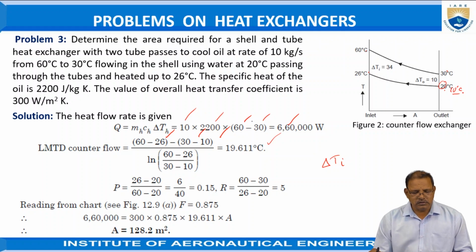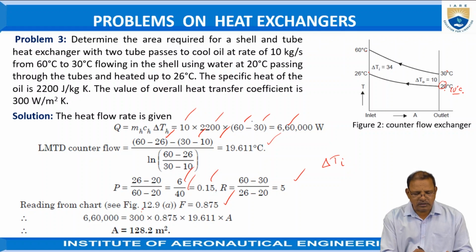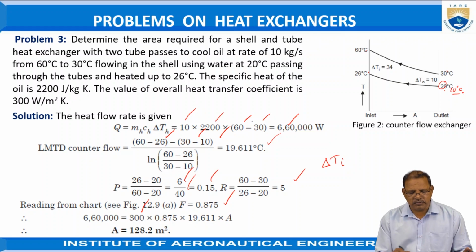Now P is equal to (26 minus 20) divided by (60 minus 20), which is 6 by 40 or 0.15. R is equal to (60 minus 30) divided by (26 minus 20), which is equal to 5. Reading from the chart, we observe that the correction factor is equal to 0.875. From the relation Q equal to U into the correction factor, the temperature difference, multiplied by the area, we can determine the area as 128.2.